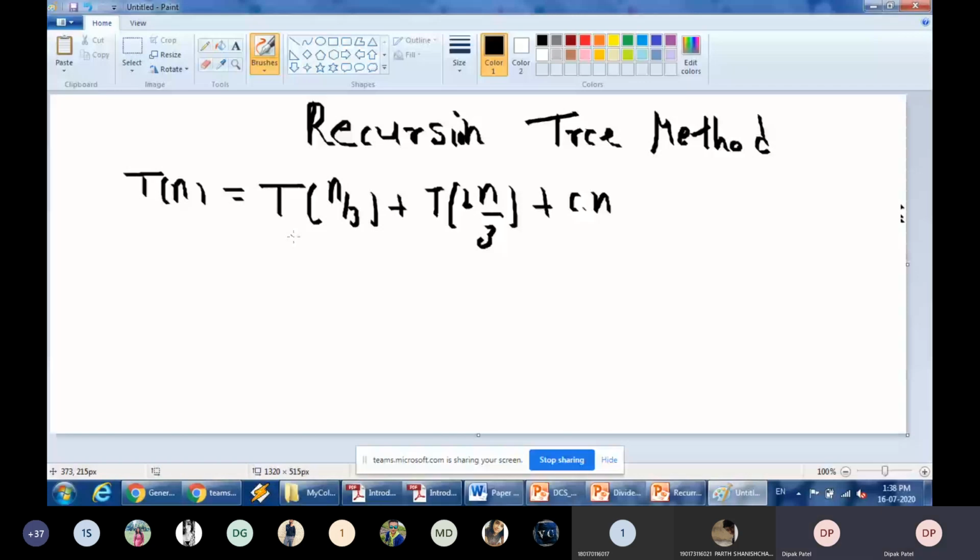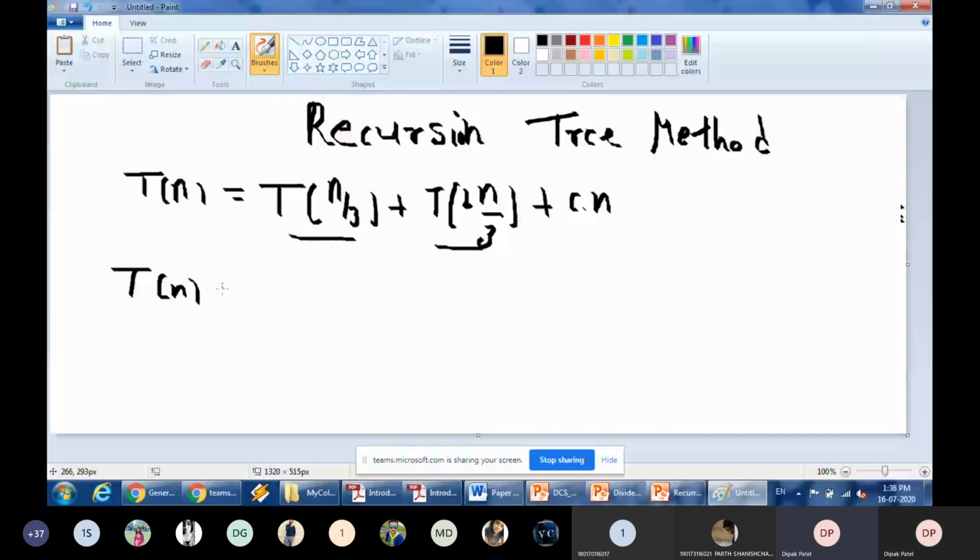Can we solve this recurrence using master theorem? No, we cannot, because it is not in the standard form of the master theorem equation. So let's apply the recursion tree method. In the recursion tree method, what we need to do is start with this Tn and represent it in the form of a tree. So actually it's an iteration. We need to write various iterations of Tn.